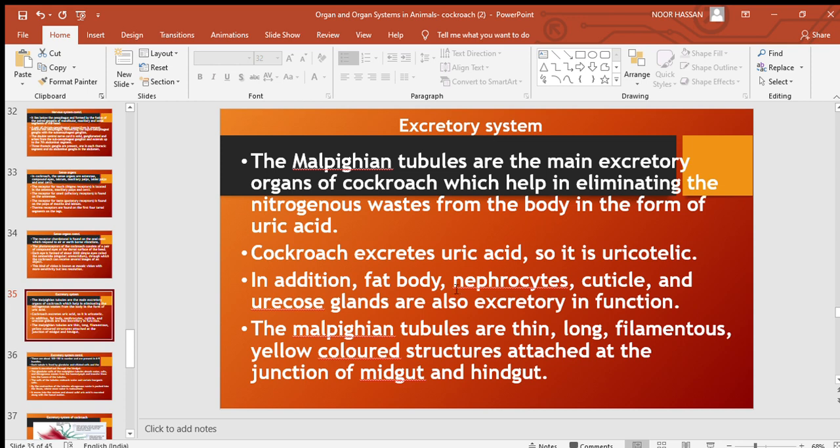In addition, fat body, nephrocytes, cuticle, that is the outer covering of the body, and uricose glands also do the function of excretion. The Malpighian tubules are thin, long, filamentous, yellow-colored structures attached at the junction of the midgut and the hindgut. This is what we discussed in the diagram of the digestive system of the cockroach. So these are present at the junction between midgut and hindgut.